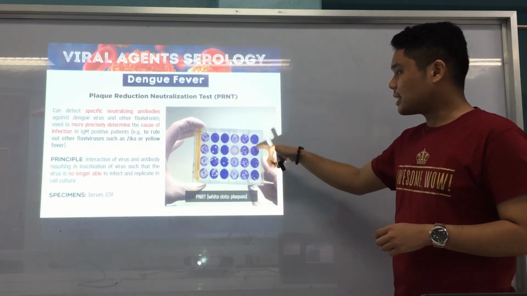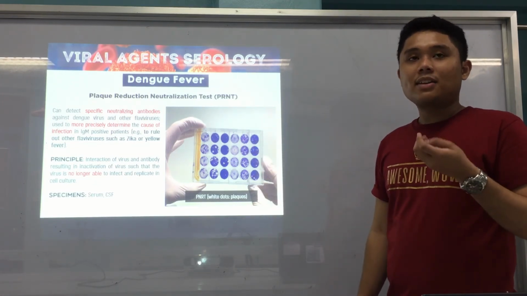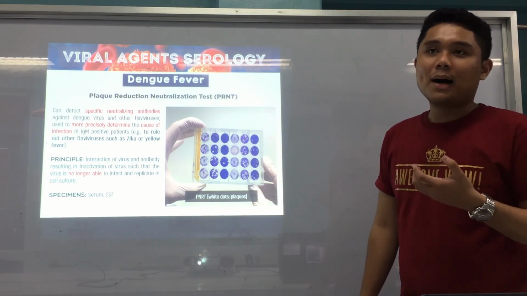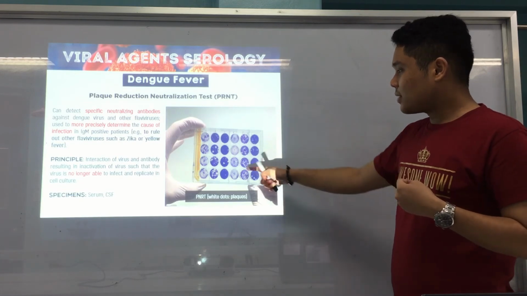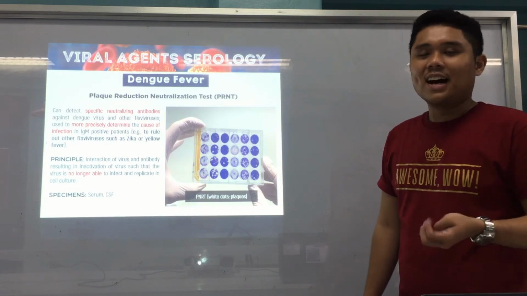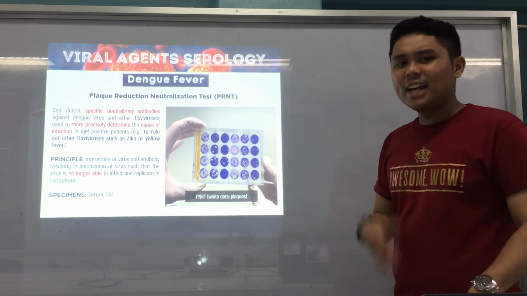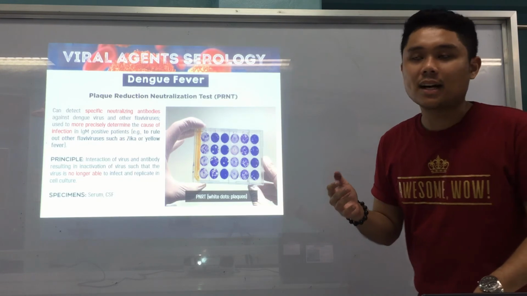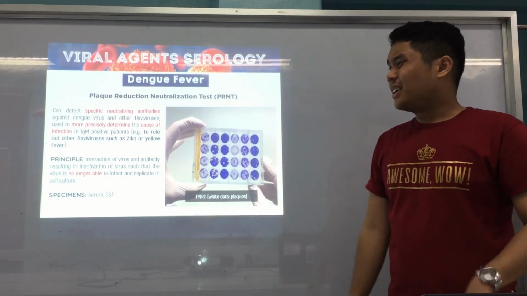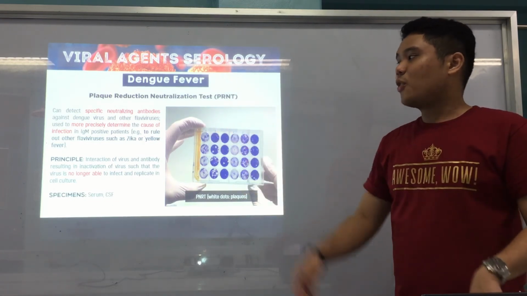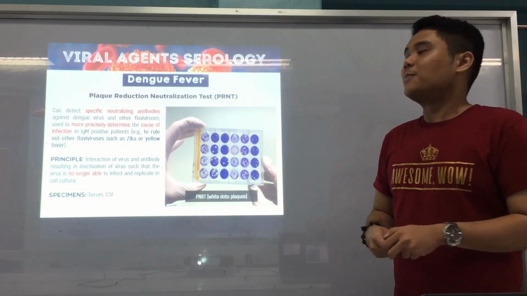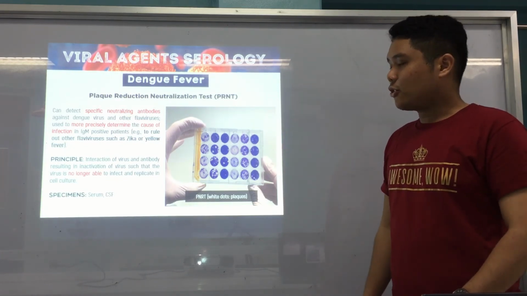As you can see, the white dots are the plaques, meaning these are the virions that we're able to grow, or that we're able to infect. Okay, alright, so the lesser the white ones, meaning the less virions na ni survive. So that's the PRNT. Again, used for complex session na test, performed mostly in mga reference labs. And the purpose again, to precisely determine the cause of infection in IgM patients. Is it really from dengue or from other flaviviruses? Okay, alright, so that's for plaque reduction neutralization test.